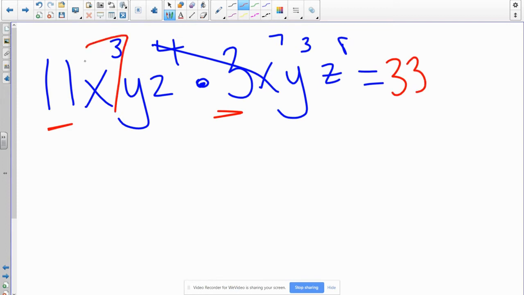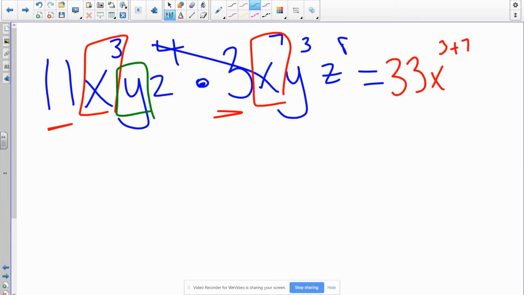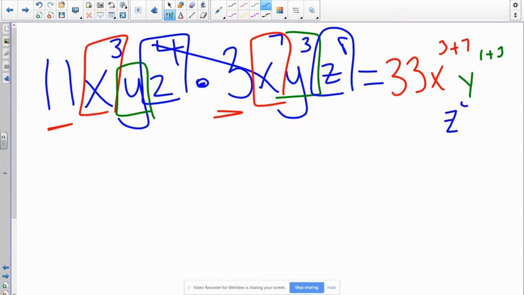Now we're going to mess with the x's. We have 3 x's here, 7 x's here. We have 3 plus 7. Now the y's. We had 1 y here. We have 3 y's here. So 1 plus 3. I'm going to run out of room, so let's see if I can sneak this. We'll just do it down here. Z. I have 4 z's here and 8 z's here, so 4 plus 8. And we're going to put this all together.